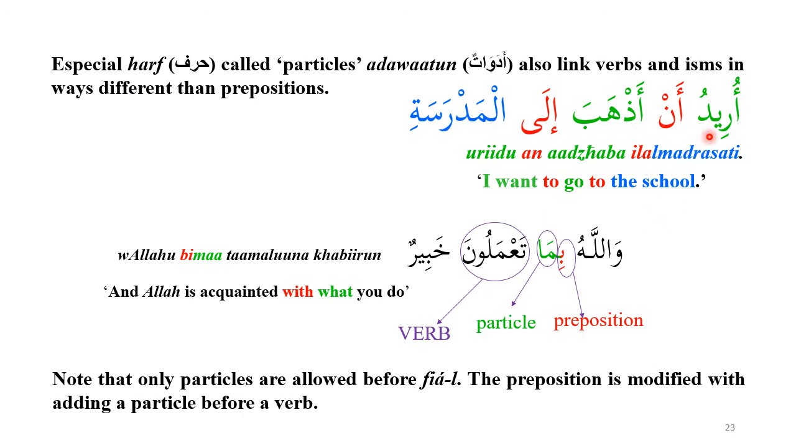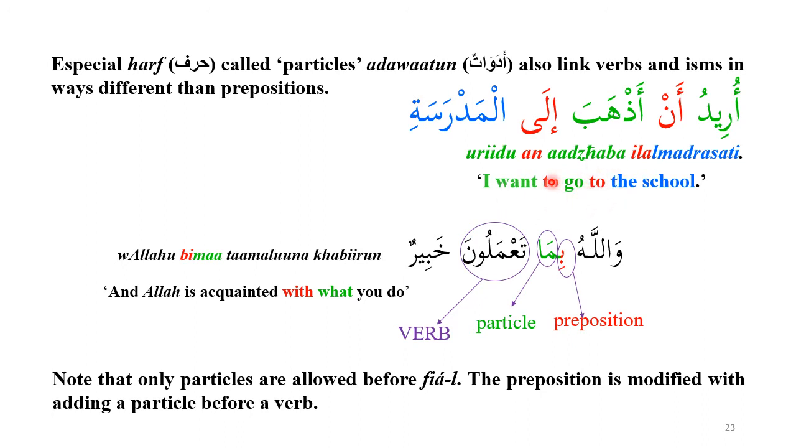So like this, and then the verbs can also be linked, but the verbs cannot be linked with prepositions such as ila or min, an, etc. But they are linked by using special particles such as an. So uridu an azhaba would mean, I want to go to school, right? To go to school. Here there is "to". I want to go to school.